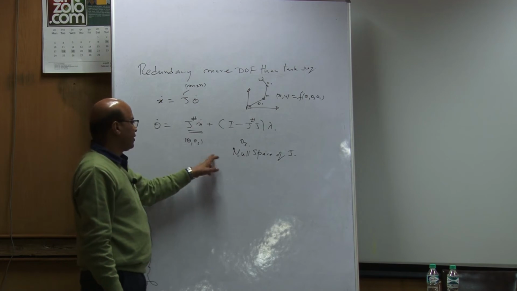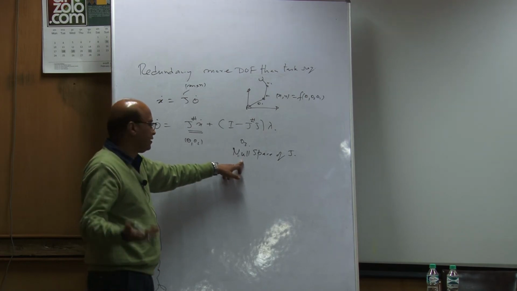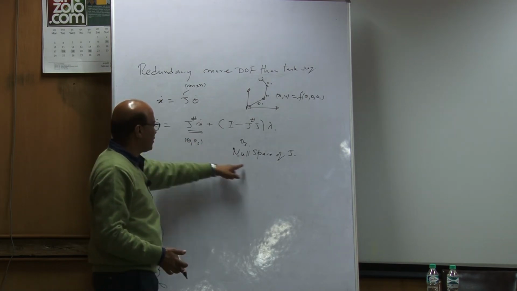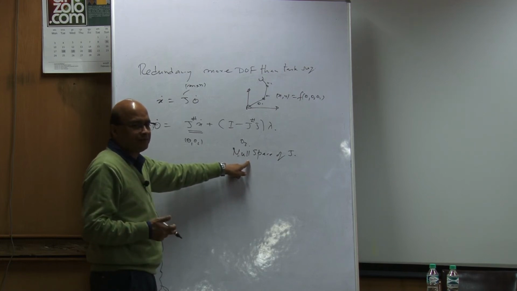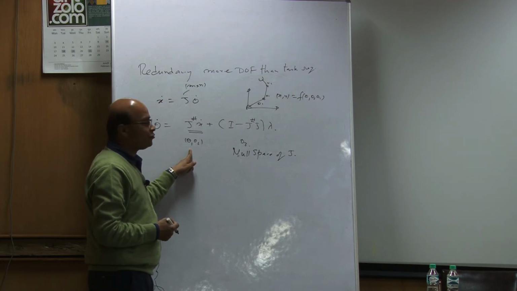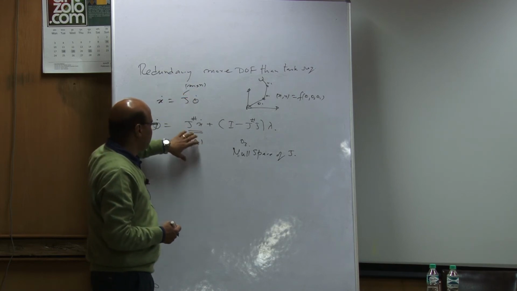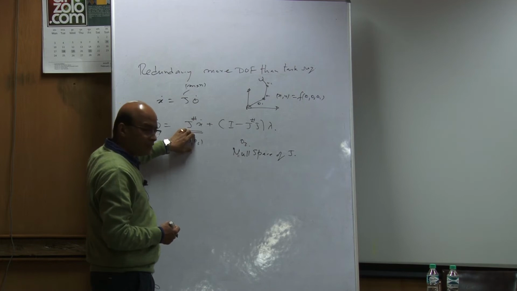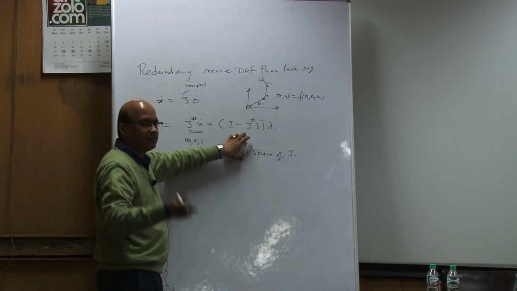If J is non-square, then you have a null space of J. Null means 0, obviously. So whichever solution is going into the null space is not going anywhere. The solution which is going somewhere is here. So in a redundant manipulator, some joints can be used for doing this, and some joints can be used for doing something else.